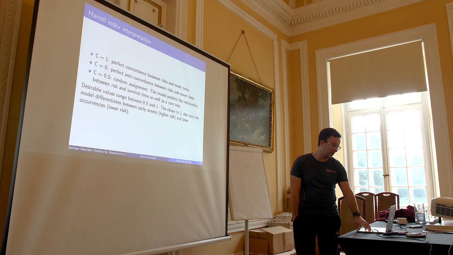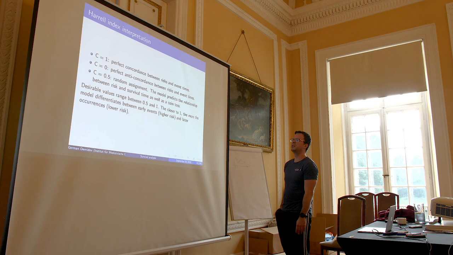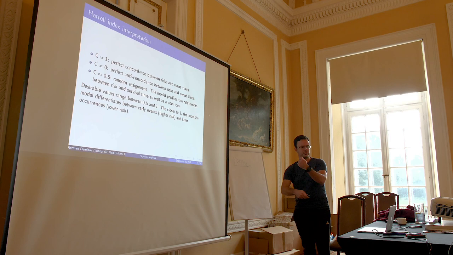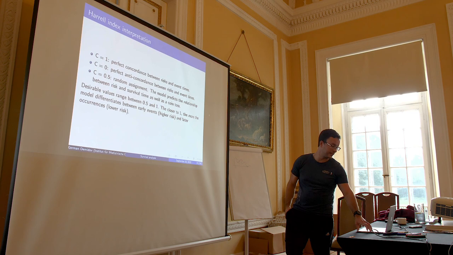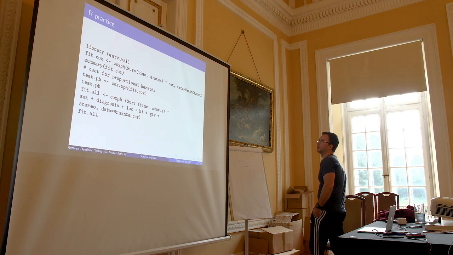So that's more or less a standard thing. It has more or less the same properties as the area under the curve. 0.5 is like random, your model is basically bad. 0 is like anti-concordance, you have to switch your class labels, and 1 is the perfect prediction. So this is how you fit Cox regression.